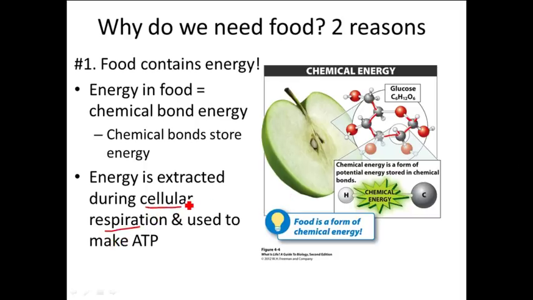So how do we get the energy out of our food? We'll discuss that in cellular respiration. Suffice it to say right now, the energy is extracted during cellular respiration. It makes this wonderful molecule called ATP, adenosine triphosphate, that we'll also talk about in our next lecture. And then cells use the ATP to do work. Cells can't do work with food directly. It has to be converted to ATP first.